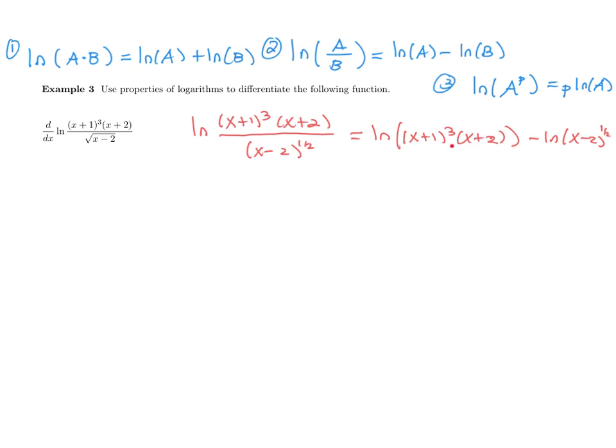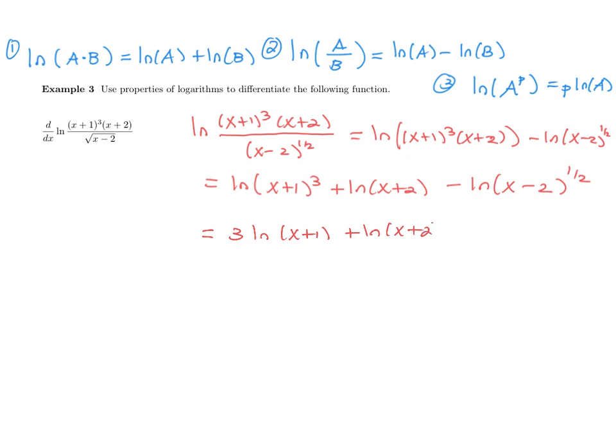Now, here we have a product, and I can use this property to express this as a sum. So this is the natural log of (x plus 1) cubed plus the natural log of (x plus 2). And I still have minus the natural log of (x minus 2) to the 1/2. And lastly, we have these exponents that we can remove and put in the front of the expression. So we get 3 times the natural log of (x plus 1), plus the natural log of (x plus 2), minus 1/2 times the natural log of (x minus 2).